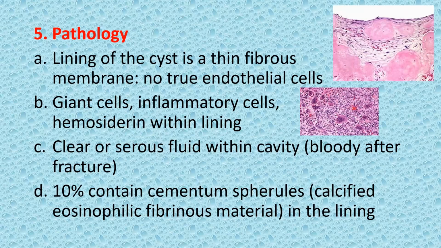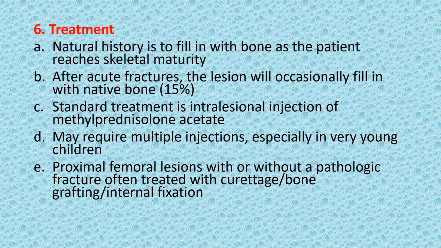The natural history is to fill in with bone as the patient reaches skeletal maturity. After acute fractures, the lesion will occasionally fill in with native bone in 15% of cases. Standard treatment is intralesional injection of methylprednisolone acetate. Many require multiple injections, especially in very young children. Proximal femoral lesions, with or without a pathologic fracture, are often treated with curettage, bone grafting, and internal fixation.